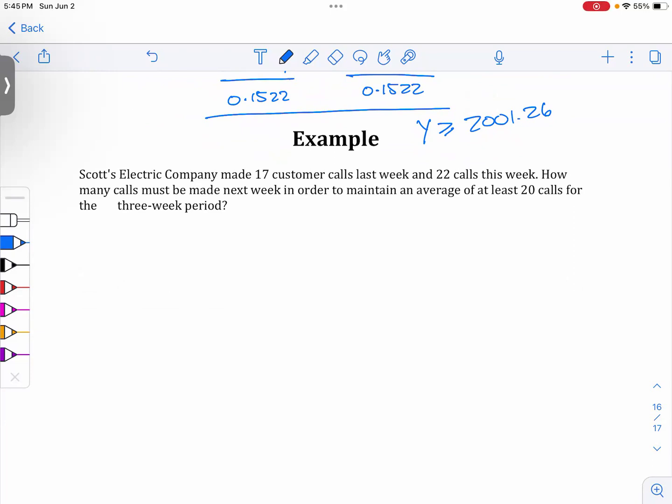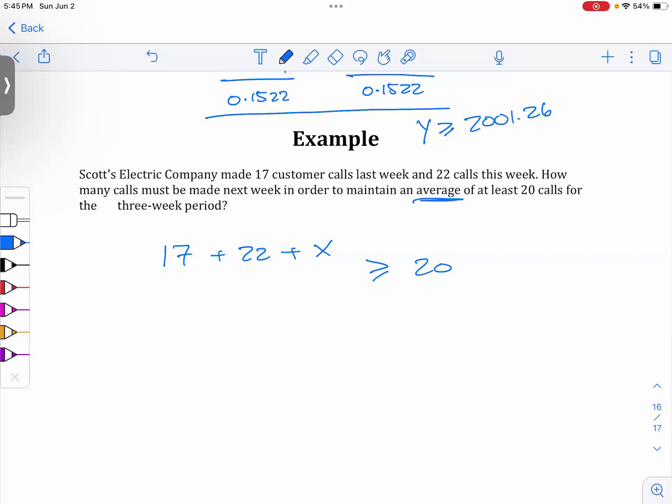Scott's Electric Company made 17 customer calls last week, 22 calls this week. How many calls must be made next week in order to maintain an average of at least 20 calls for the 3-week period? So 17 calls last week, 22 calls this week, and x number of calls next week in order to be an average of at least 20 calls. So I got that part.